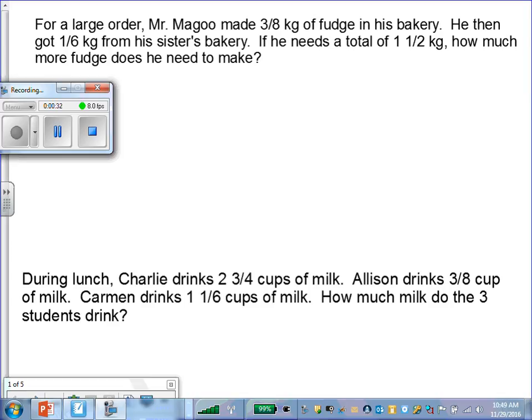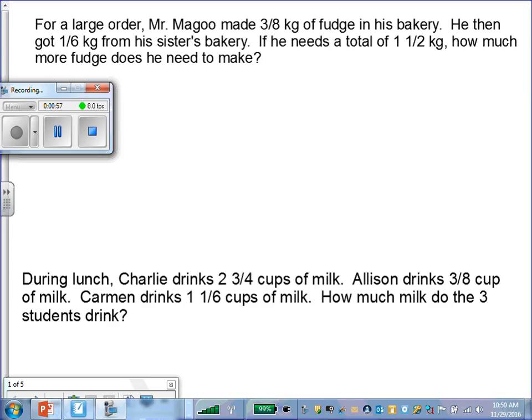So, what we're going to do is I'm going to give you a couple minutes, and I want you to solve both of these problems. Not copy the problems, but try to solve the problems. And then we're going to try to figure out how these two problems are different. How are they different?